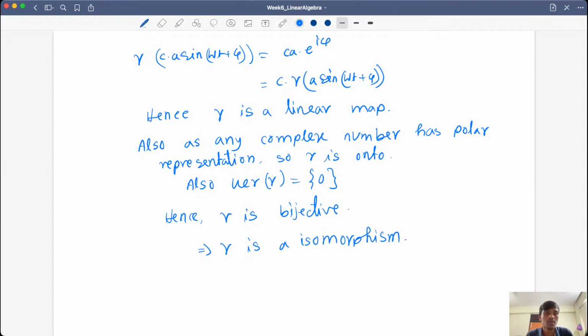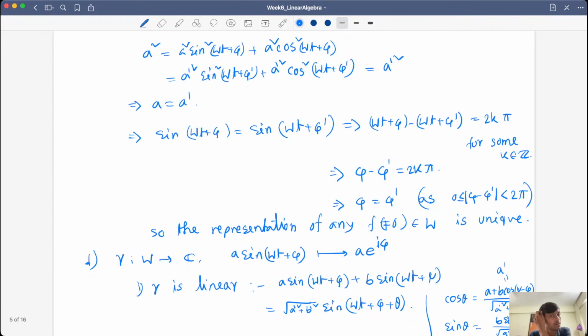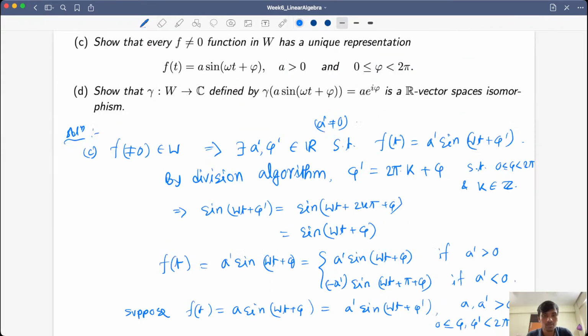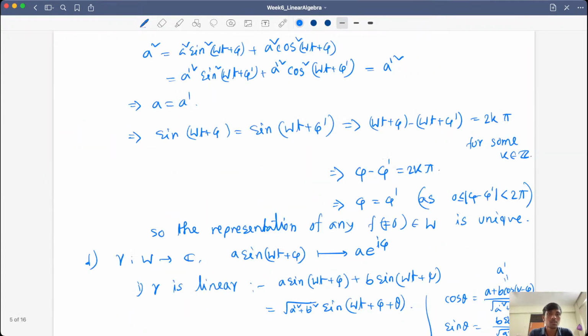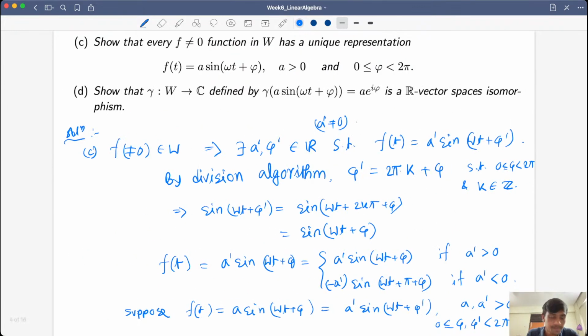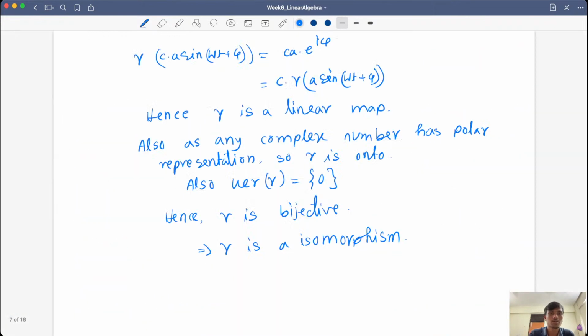Isomorphism. Fine. The next part is the part we just have done. Any question here? No, sir. Okay, fine. So then let's go to another problem.